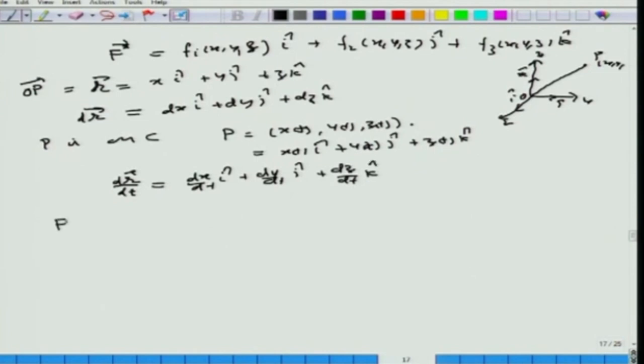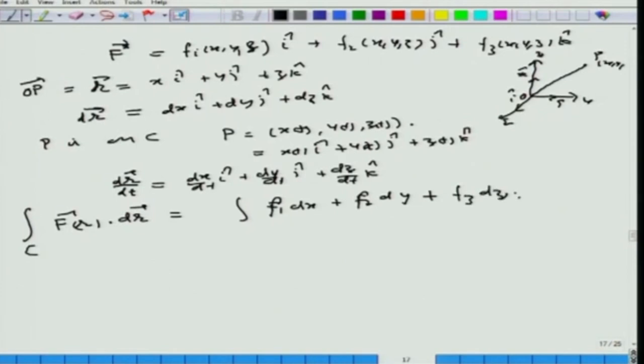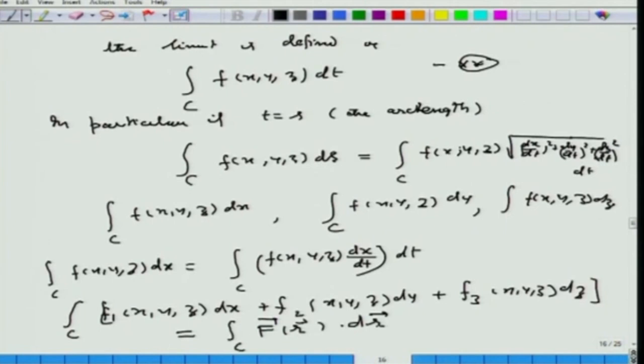And so, this integral of f dot dr over C will be nothing but the integral of f1 dx plus f2 dy plus f3 dz over C. So, that is the line integral which we considered here. It is actually the vector form of the line integral written in this manner, which is the same as our general form of the line integral.